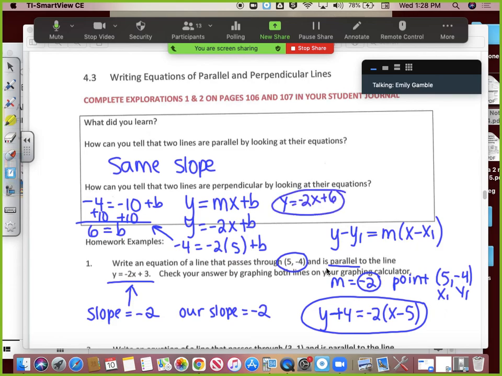So it doesn't matter which way you do it. Both of these equations represent the same exact line, just whatever makes the most sense to you, because they didn't tell you which one to use.